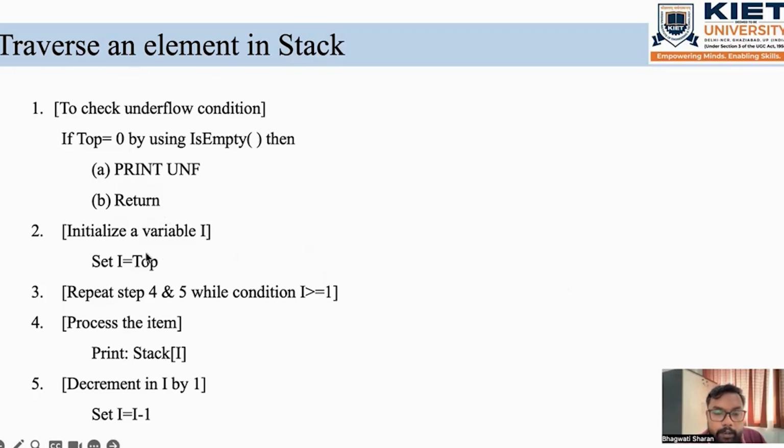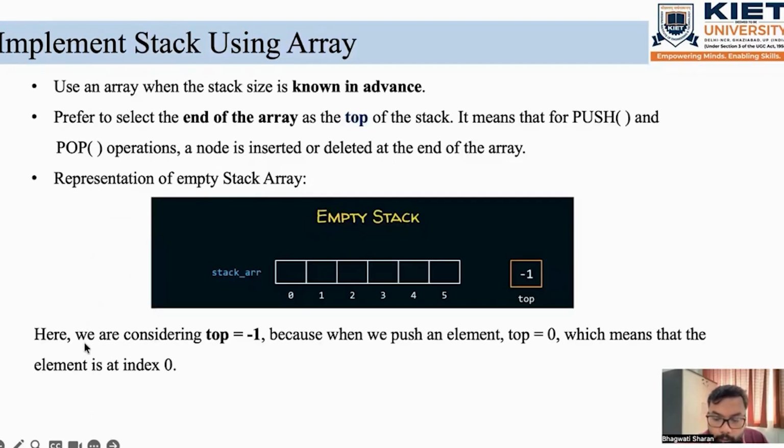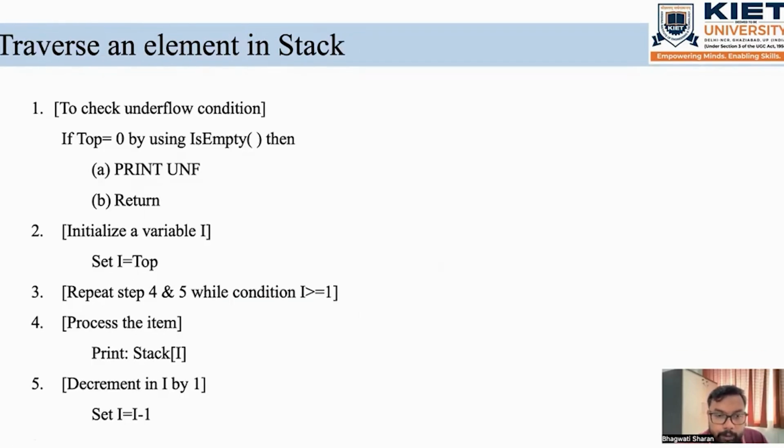So we can initialize a variable. Why do we want a variable? Because we can keep on changing the variable and access the elements. So we have created one variable I. Then we check the condition, and this will repeat again and again until it reaches the minimum. How will it go? Firstly it prints stack[I], which means it prints the top element of the stack.